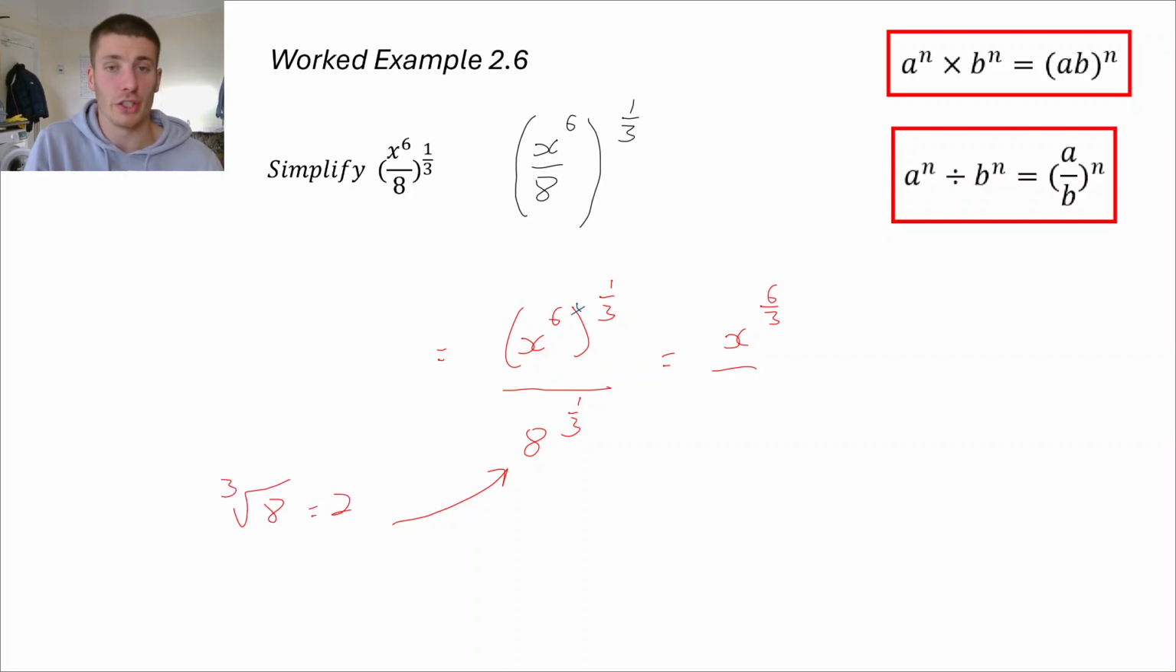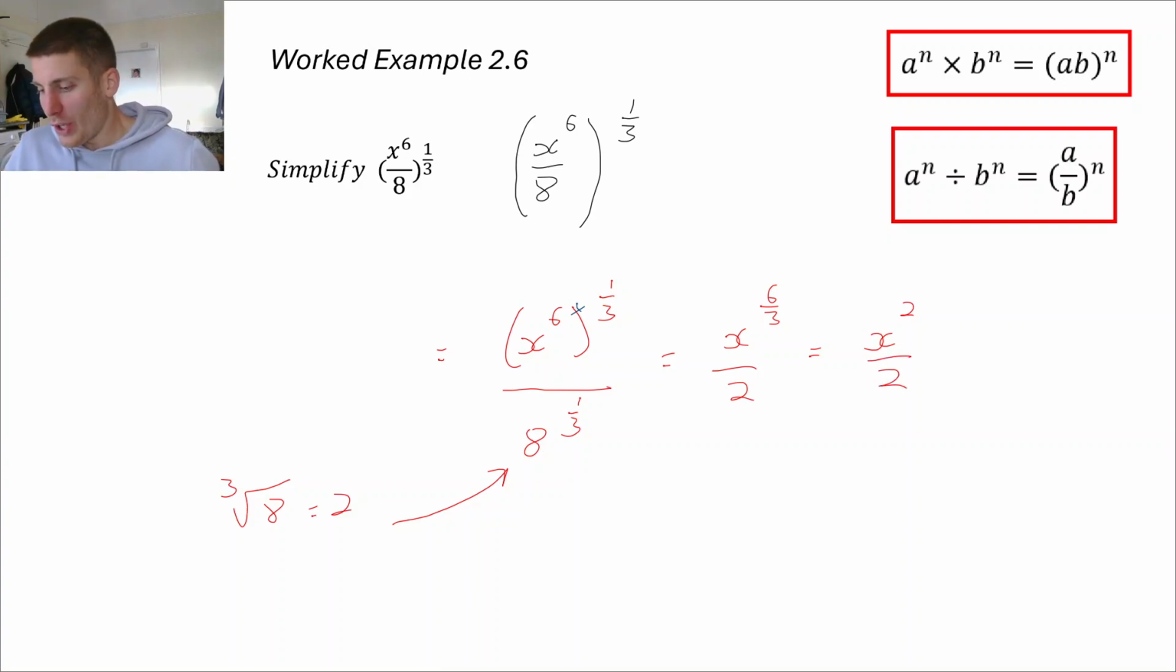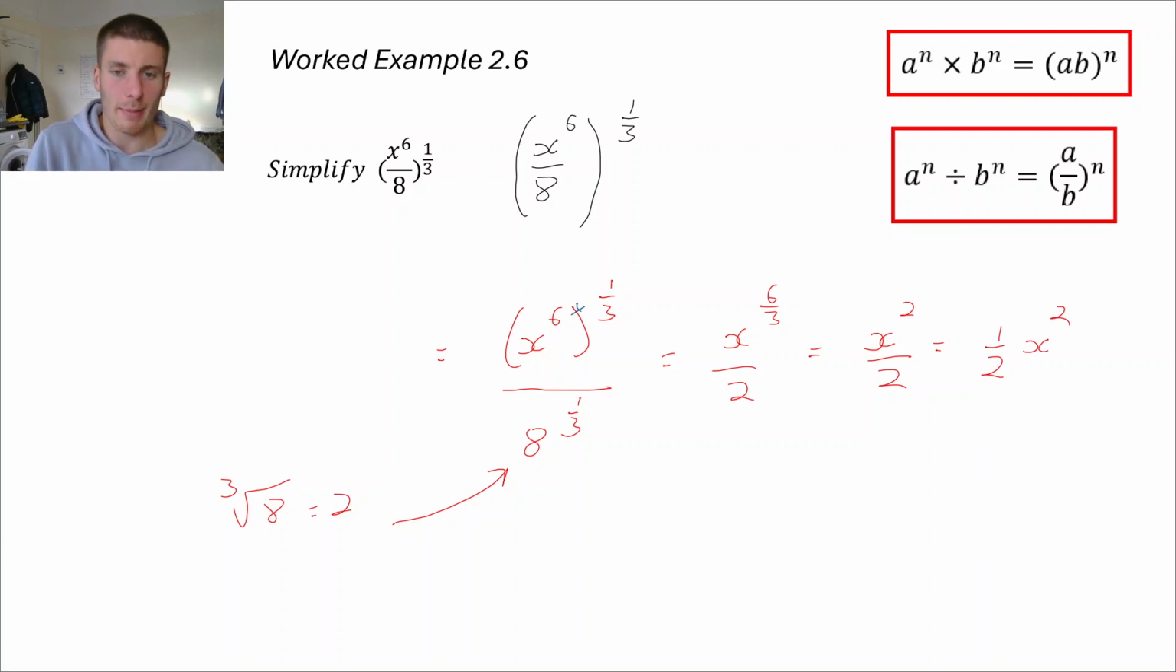which we know is 2. 2 times 2 times 2 is 8. So this is over 2, and of course 6 over 3 is 2, so we can simplify that to be x squared over 2. What's the book written there? The book has kept it as that, but of course you could write that as 1 over 2 times x squared. They mean exactly the same thing. So this is how the book has written it, but you could also write it like this.